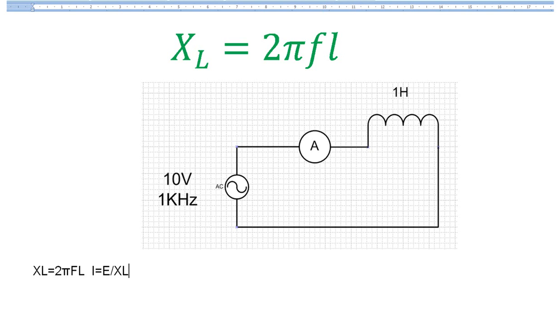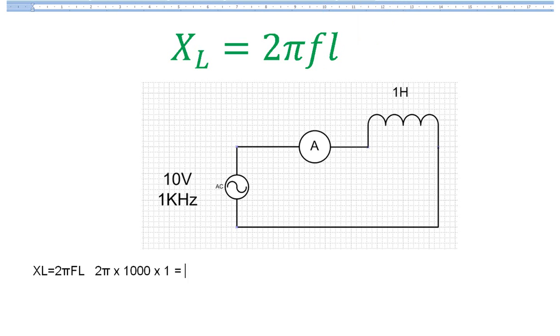So in order to find out how much current's flowing in this circuit, we need to work out the inductive reactance of the circuit. You will not have to do that. And that's 2 pi, multiplied by the frequency, which is 1000 Hertz, 1 kilohertz is 1000 Hertz, by the inductance, which is 1 Henry, equals.